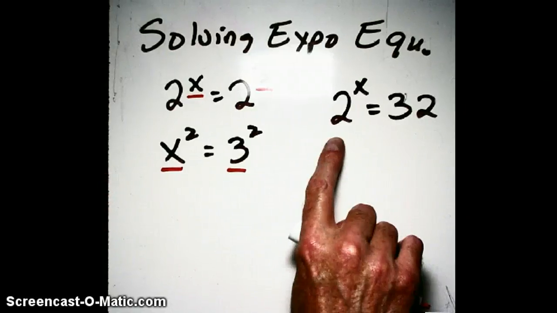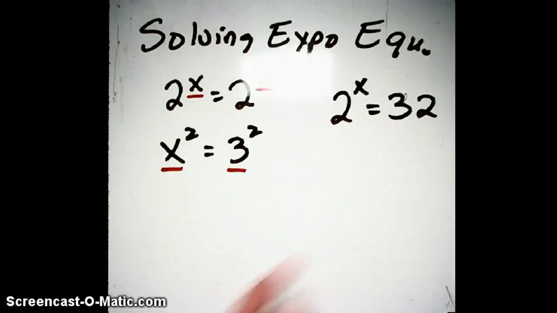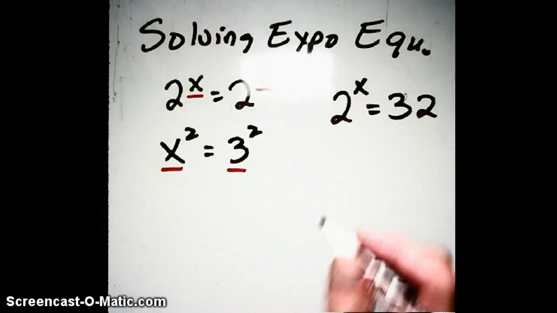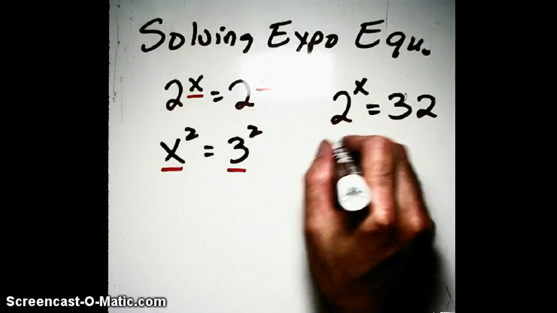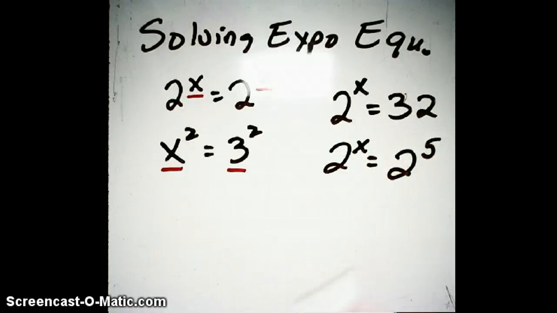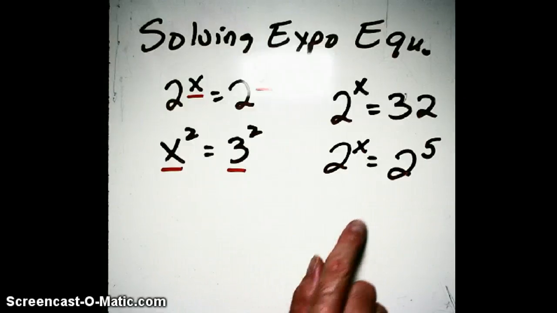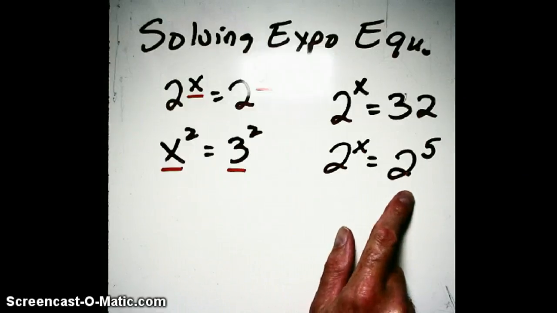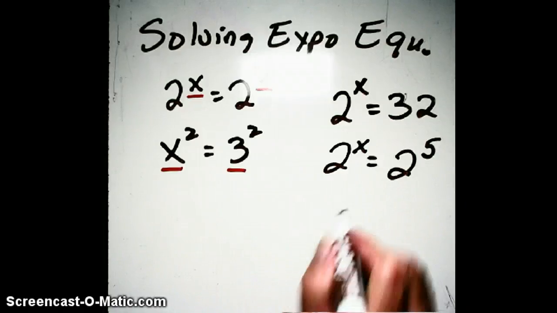Now how would you do this? 2 to the x equals 32. Well, you could try to turn the 32 into 2 to some power. Okay, remember the little charts we talked about earlier in the 8 weeks? So yes, 2 to the 5th is 32. Well, guess what x has to be? X is 5.